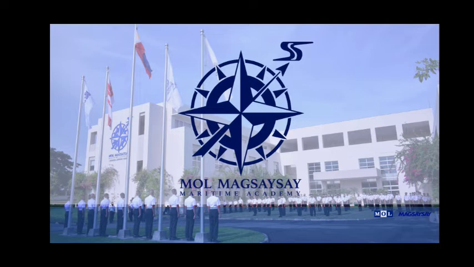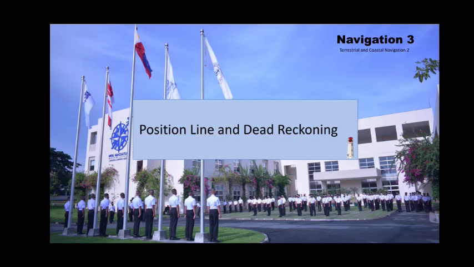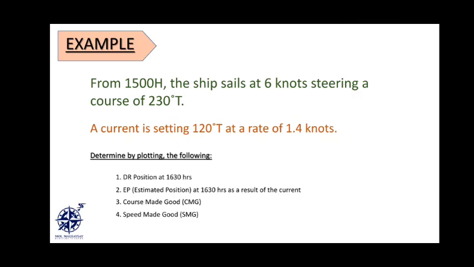So, I'll explain about the position line and dead reckoning. For the first example, from 1500s, the ship sails at 6 knots, steering a course of 230 degrees T. A current is setting 120 degrees T at a rate of 1.4 knots.